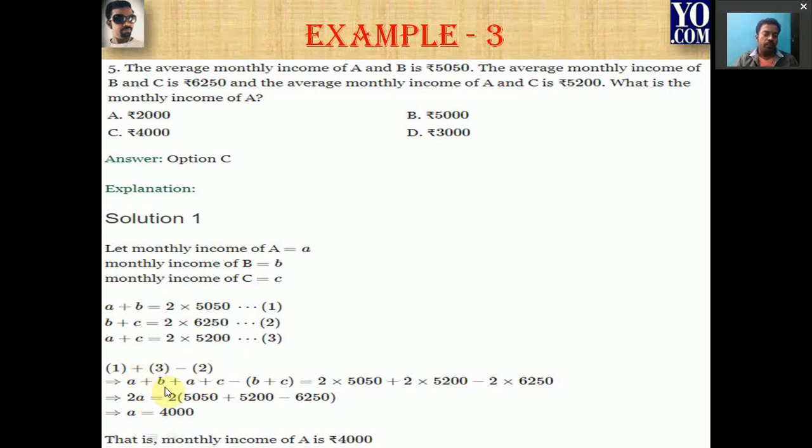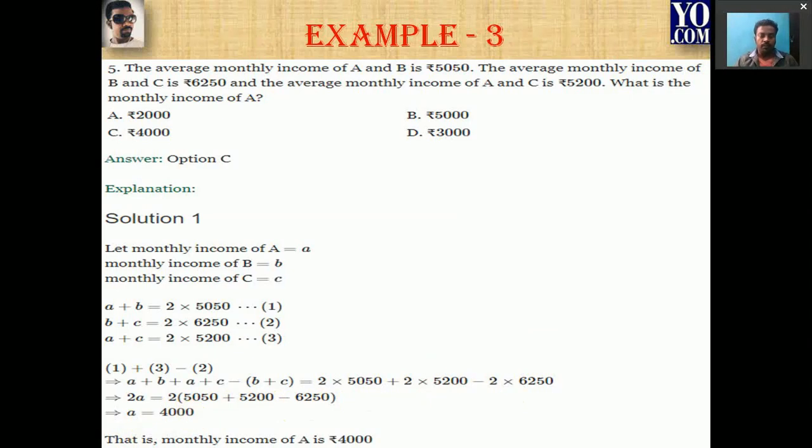So A plus B, then plus A plus C minus B minus C. So B and C get cancelled. We will get only A, that is equal to 2A. Then here we can write the remaining terms. 2A equal to 2 into 5050 is 5200, 6250. Then finally we will get 4000. That is the monthly income of A is 4000.